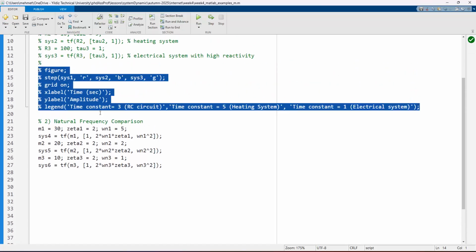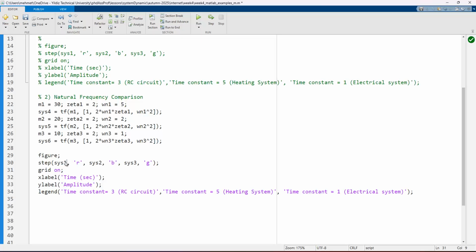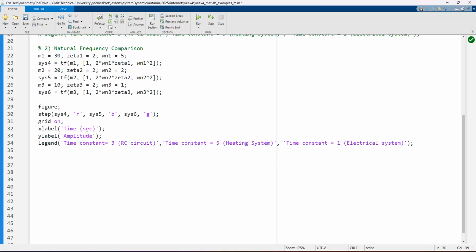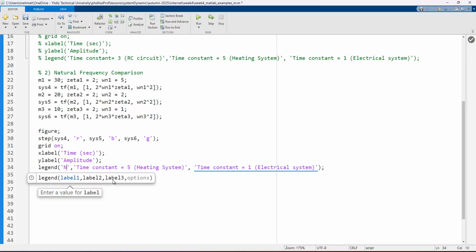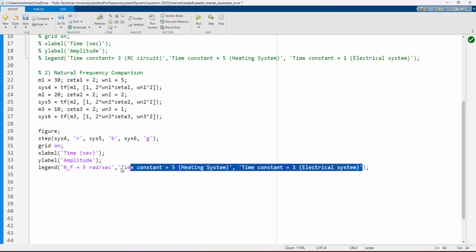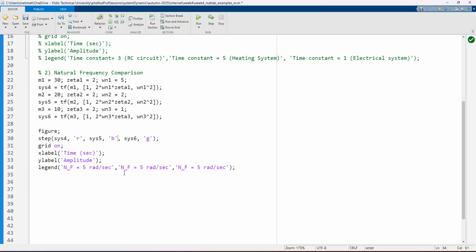We can copy all of these things in here because the same idea is applied on this system, but the 4, 5, and 6 should be given. The time amplitude is the same, but in the first place the natural frequency wn is equal to 5 rad per second. And in the second place we have the 2, and in the last place we have the 1.